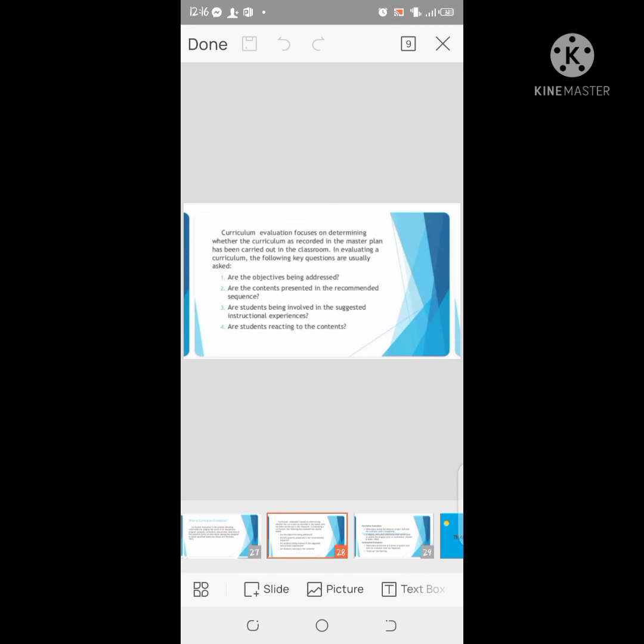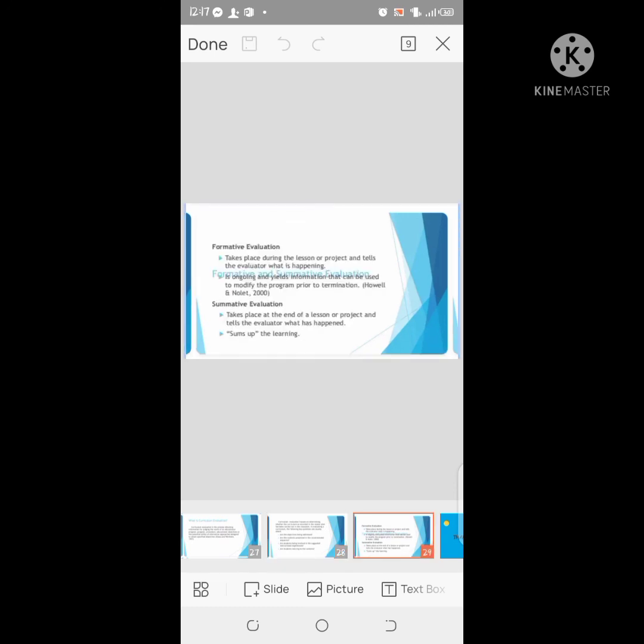The next, are the contents presented in recommended sequence? So, in the curriculum, are the contents or subject matters arranged in chronological order? Next, are students being involved in the suggested instructional experiences? And the last, are students reacting to the contents? Meaning, whether students respond to the content. Through these questions, teachers can evaluate the curriculum, whether the students did these things.